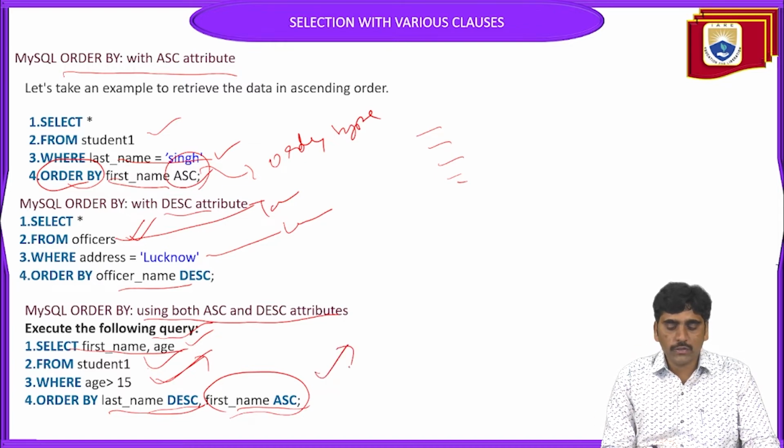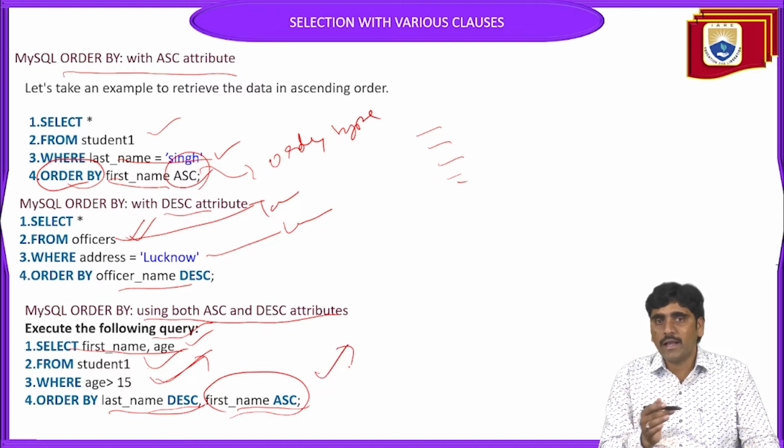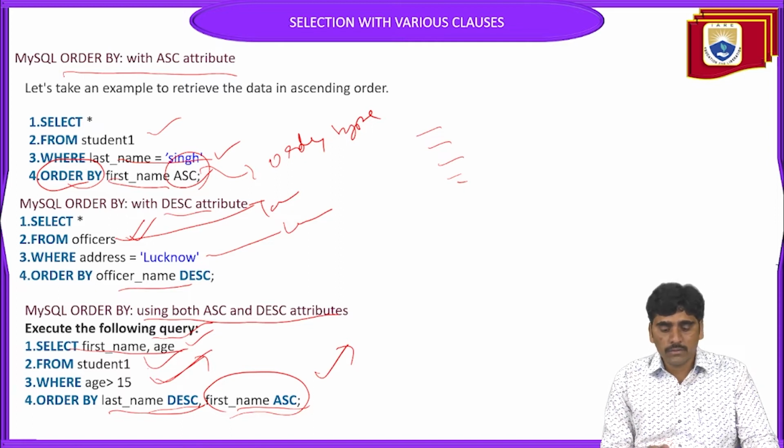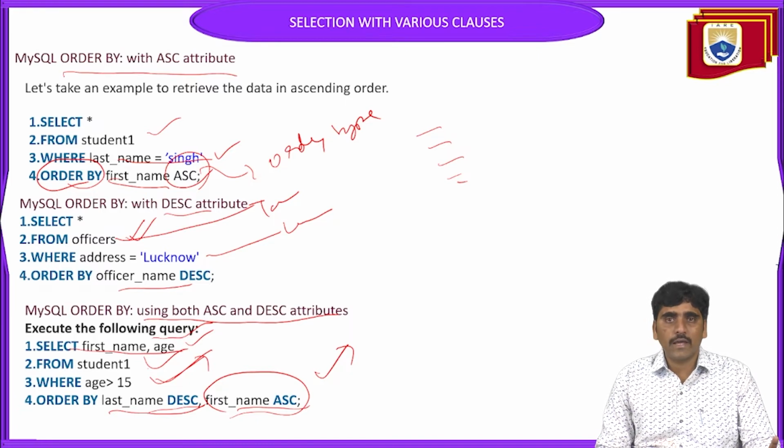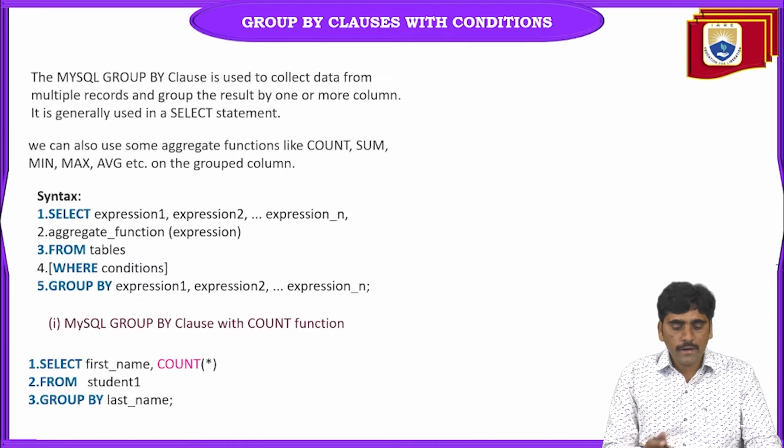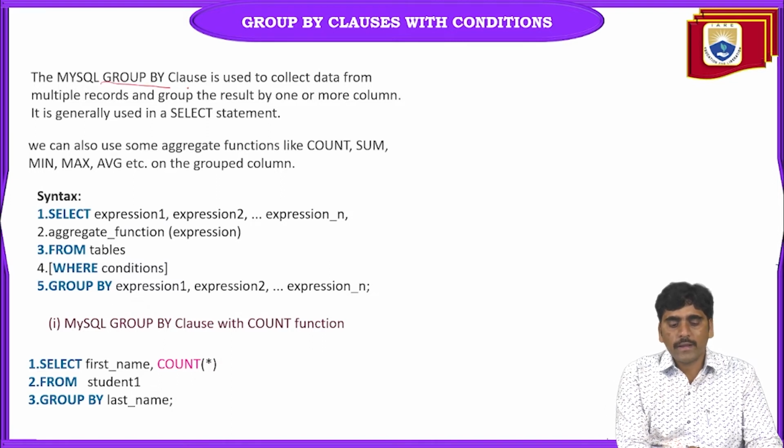So this is the way you can apply both ascending as well as descending orders. Those two are specifying the order type only. And next one, MySQL GROUP BY clause.